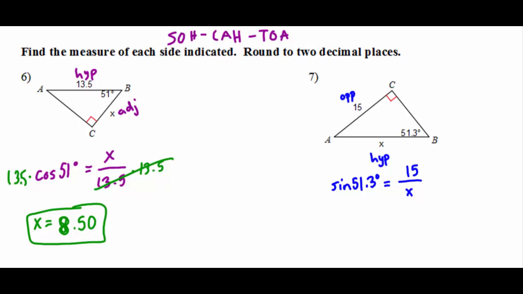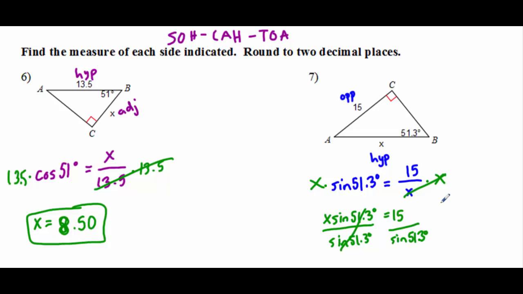Now when I solve this, this is trickier than the other one was, because what I'm doing is I'm timesing by x, which gives me x sine 51.3 degrees equals 15. So to finish solving for x, I need to divide by sine of 51.3. If you can just remember that when x is on bottom, you need to divide, that works. But you have to remember that you're dividing by sine.